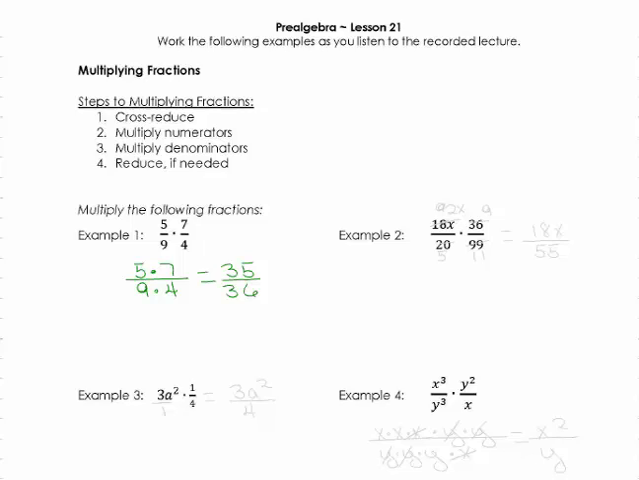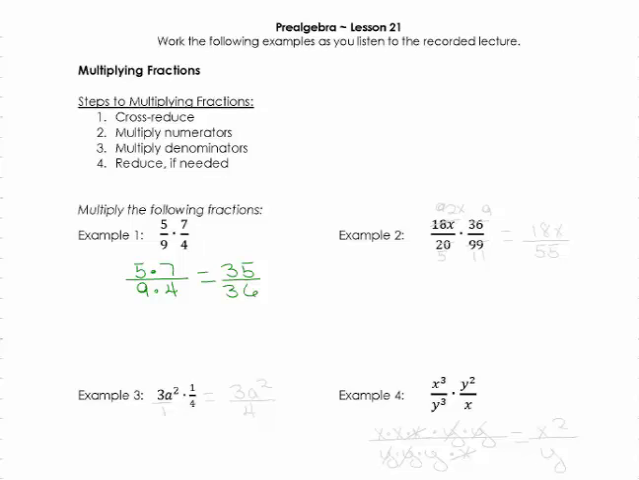Take a look at example 2. In example 2, I've got some things that possibly could be reduced. I'm looking at 18x over 20 times 36 over 99. Now what I want you to think about is, do you have any factors that are common to both 18 and 20? And you do. You could reduce 18 and 20 by the number 2, couldn't you? You could also reduce the 36 and 99 by the number 3. 3 would divide into both of those.